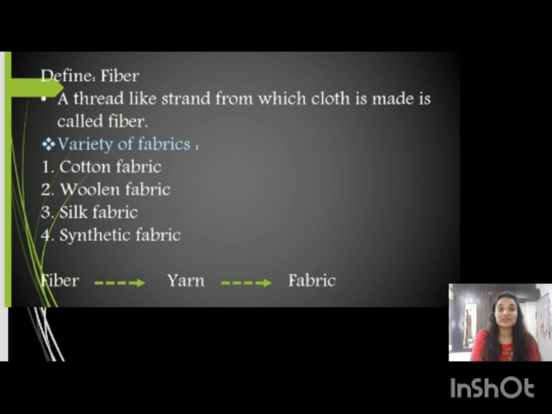Fiber is the thread-like structure from which cloth is made. Now, varieties of fabric. First is cotton fabric, second woolen fabric, third silk fabric and fourth synthetic fabric. Now in this whole chapter, if you want to remember the proper process of making fabric, you have to remember this one sentence: fiber is converted into yarn, this yarn is converted into fabric.